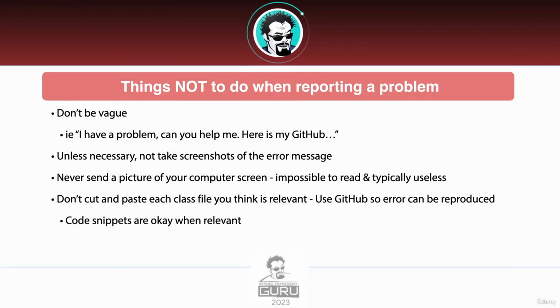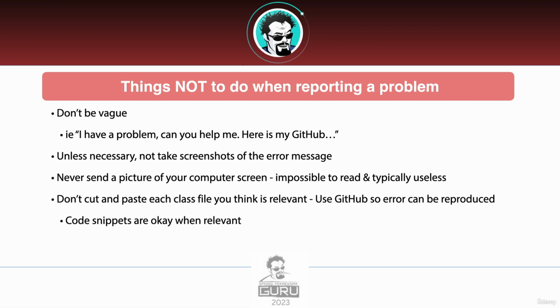Now, a few things not to do when reporting. Don't be vague. I've seen a lot of problem reports: "Hi, I have a problem. Can you help me? Here's my GitHub." That doesn't tell the person anything. If a person's trying to help you, they don't have a lot to go on there. So help people understand what you're seeing and how to reproduce it.